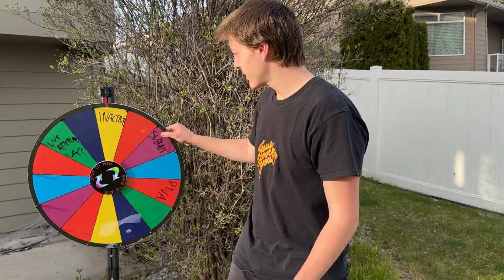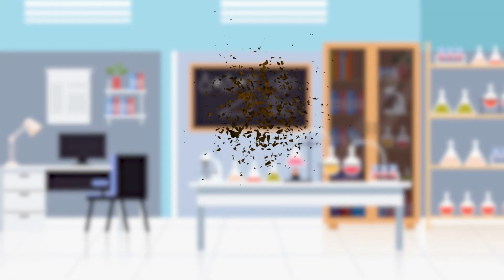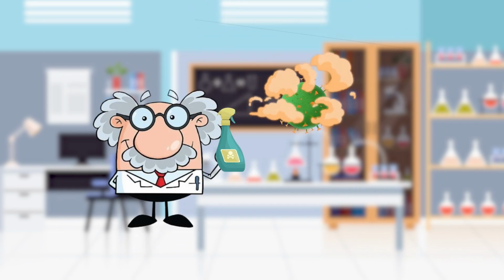Next up, we have the inactivated vaccine. Inactivated vaccines are made by killing a virus or destroying its ability to replicate. This is usually done by treating the virus with heat or chemicals like formaldehyde.